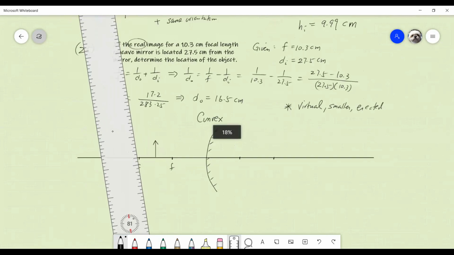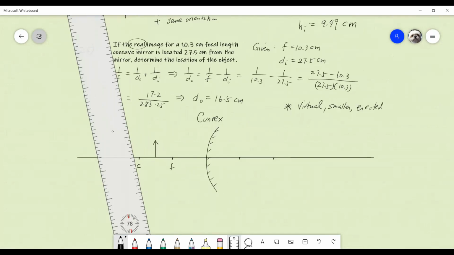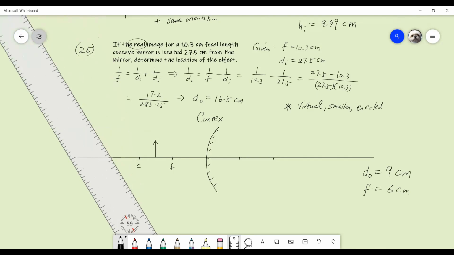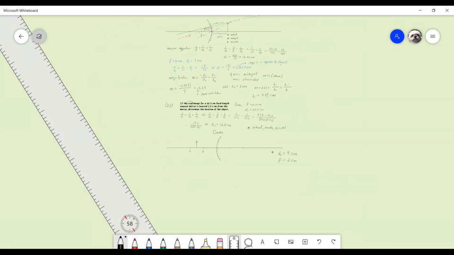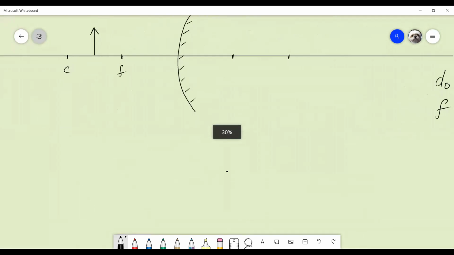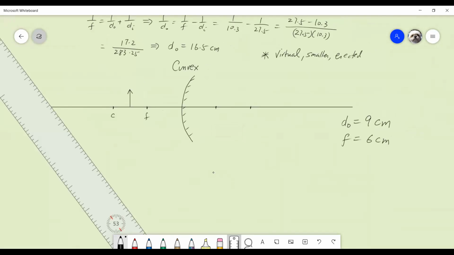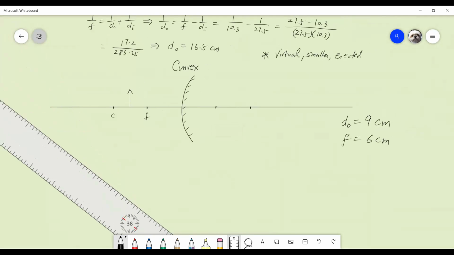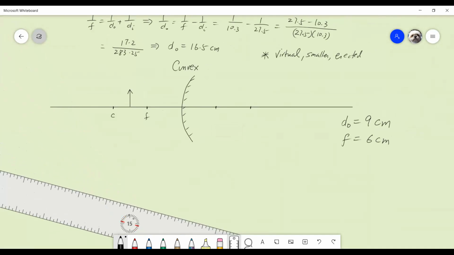Now we can do the calculation too. I remember 6 units, so my object distance is 6 plus 3, let's say 9 centimeters. My F is 6 centimeters, right? When you have a ruler, you're out of control sometimes. Now I'm going to draw it first, and then use the calculation to verify it.